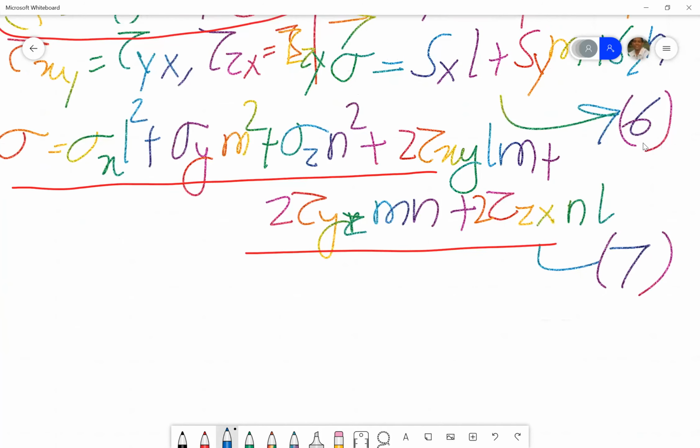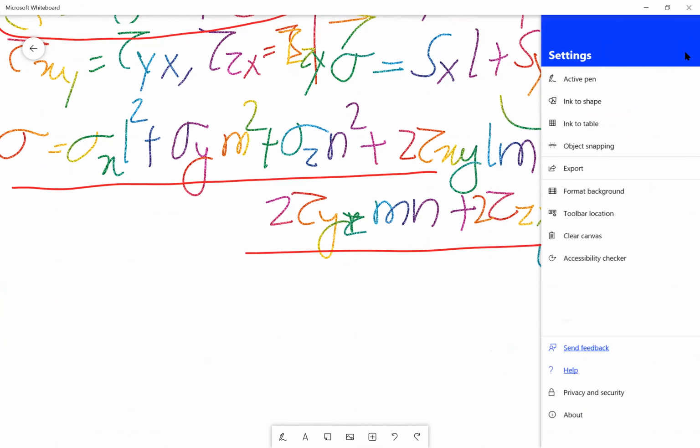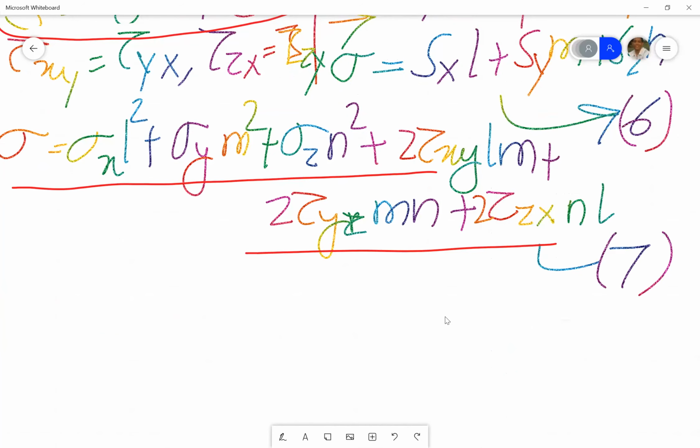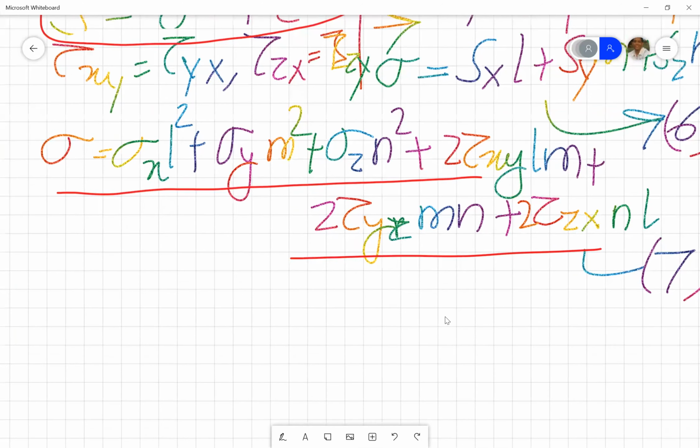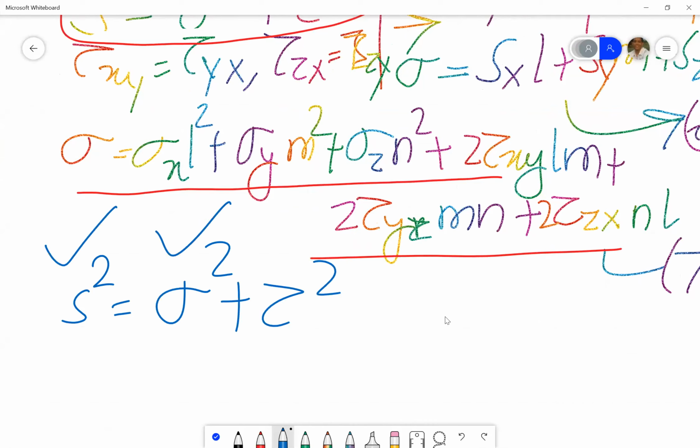Now we are writing this in that format. In equation 7 we have proved this. Now the initial equation that we have is a square is equal to sigma square plus tau square. Now we got both the values of a square and sigma square, so tau square can be easily calculated by writing this equation in that format. Tau square is a square minus sigma square.